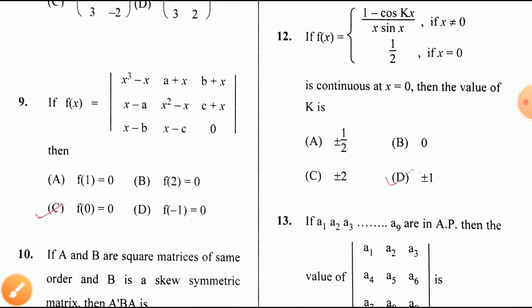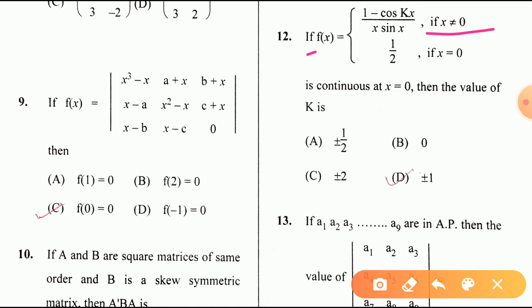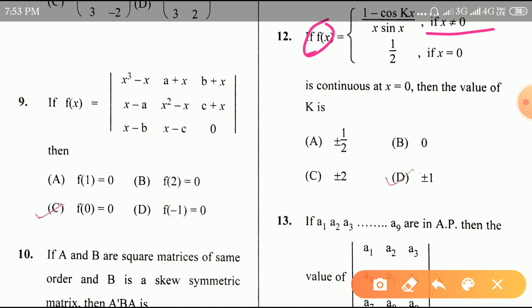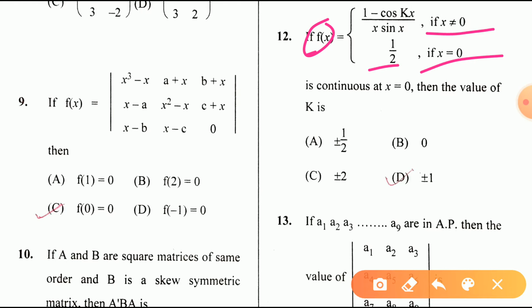Next, question number 12. If f(x) is equal to (1 − cos kx) divided by (x sin x) if x is not equal to 0, and f(x) is equal to 1 by 2 if x is equal to 0.